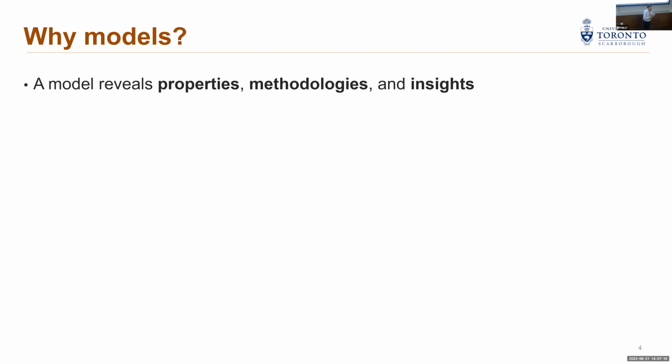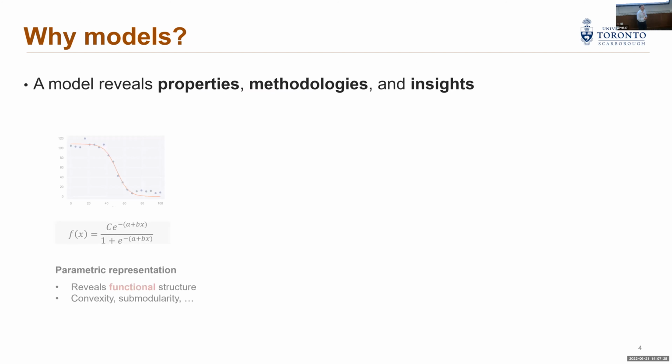A model shines light on properties, methodologies, and insights, both theoretical insights, new structural properties about the problem, or new computational insights, a better way to solve a problem, maybe a new type of branch and bound, and so on. You have different types of models, whether you're from machine learning or from more hardcore discrete optimization, and you use different types of representation. Maybe you have a functional representation, and here you're looking for functional structure. When you formulate your model as a function, you're going to exploit convexity, maybe, to solve the problem faster, or submodularity to get some greedy approaches, and so on.